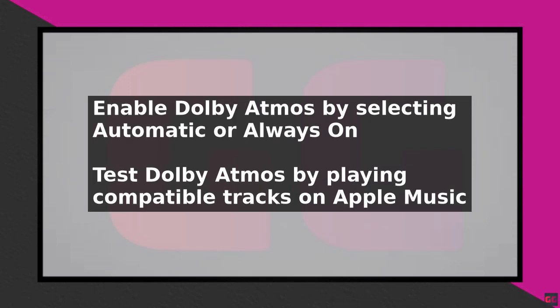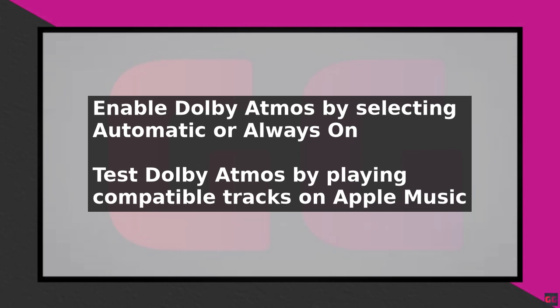To enable Dolby Atmos, tap on the Dolby Atmos option and select Automatic. This will allow Apple Music to automatically play Dolby Atmos tracks when available. You can also select Always On, which will force Apple Music to play all tracks in Dolby Atmos, even if they are not natively available in this format.